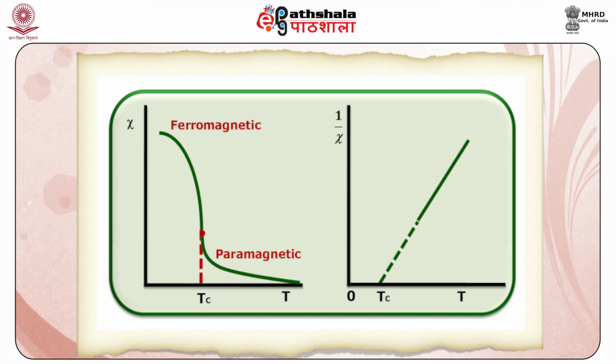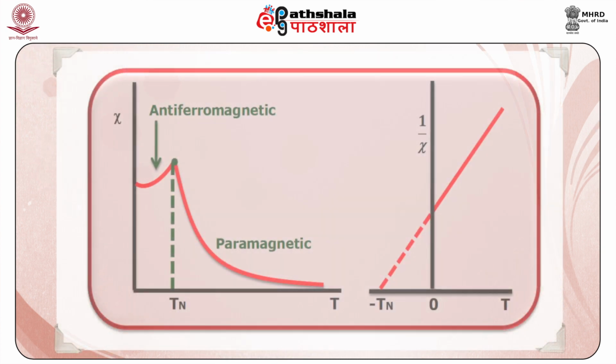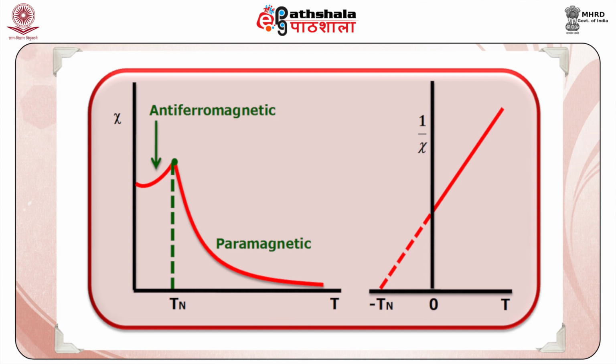When ferromagnetic substances are heated beyond the Curie temperature, they become paramagnetic. The Curie temperatures for Fe, cobalt, nickel, and gadolinium are 770 degrees Celsius, 1121 degrees Celsius, 358 degrees Celsius, and 44 degrees Celsius, respectively. For antiferromagnetic substances, theta becomes TN, the Néel temperature.